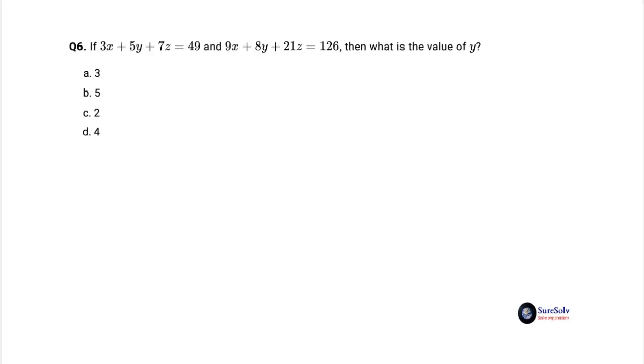Question 6 is, if 3x plus 5y plus 7z equal to 49 and 9x plus 8y plus 21z equal to 126, then what is the value of y? Option A is 3, option B 5, option C 2 and option D 4.